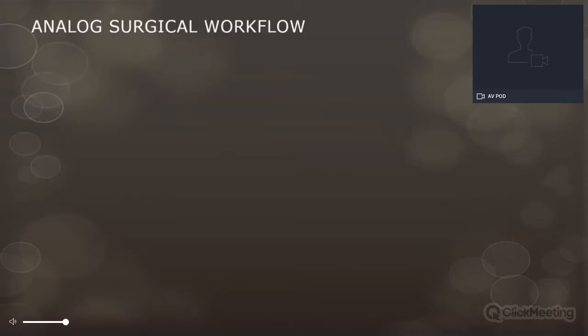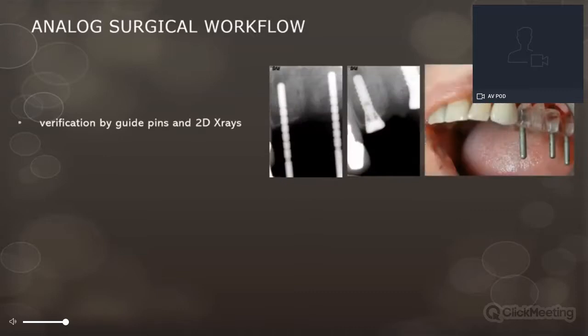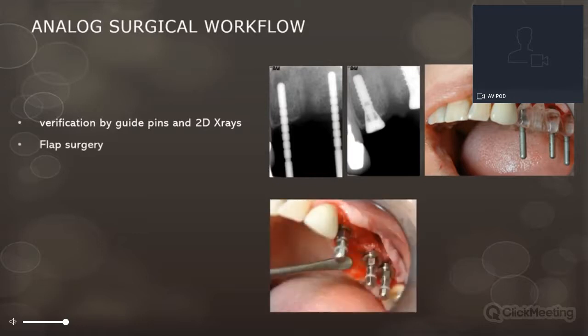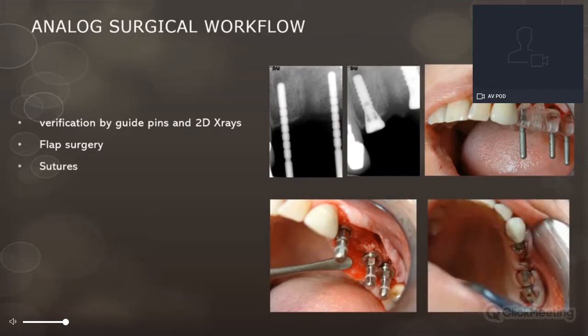When we consider the analog surgical workflow itself, we usually have to verify the position of the implant placements using verification pins and 2D X-rays to ensure we're in the intended positions as planned. This would usually involve a larger flap surgery because we have to investigate the bony defects and undercuts, and as a result, more extensive sutures with increased discomfort for the patient and a longer healing period.